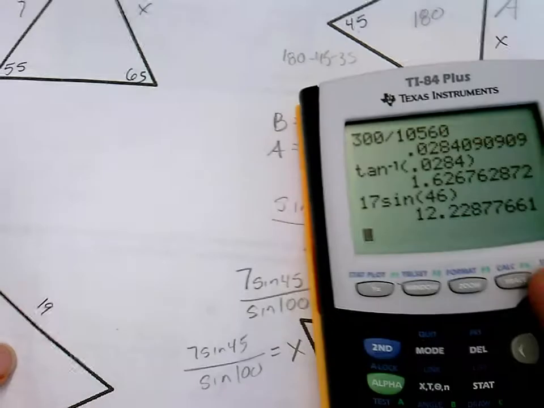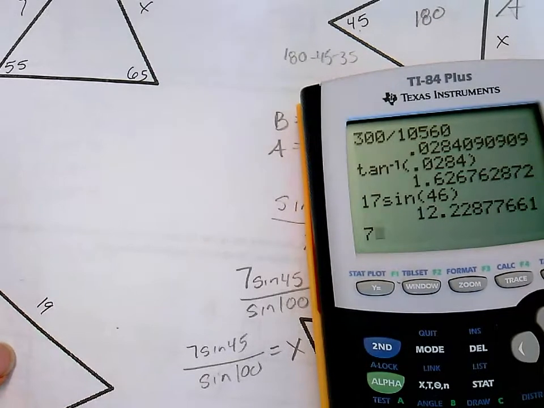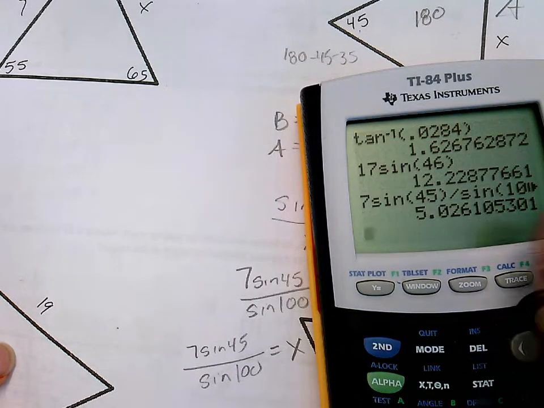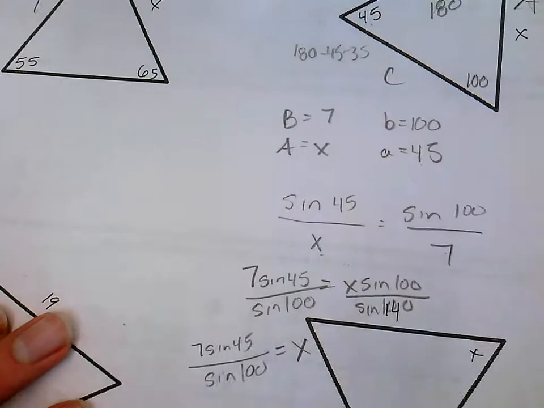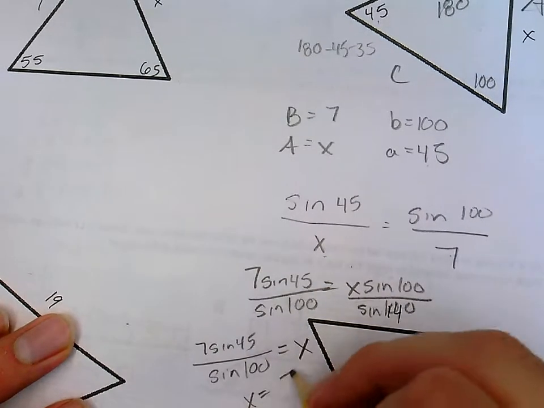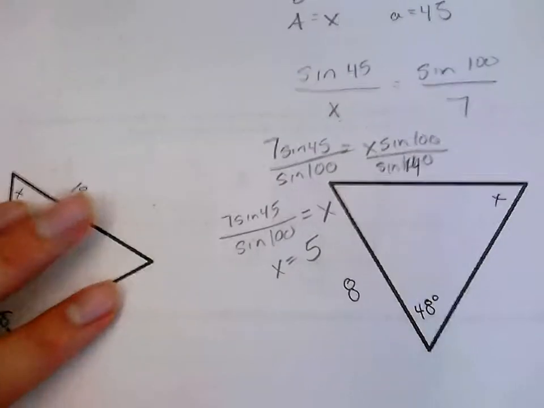So if I plug that in my calculator, 7 sine 45, close parenthesis, divided by sine of 100, gives me the answer of 5. So rounding to the nearest whole number, x equals 5. And so that would be my answer for the missing side.